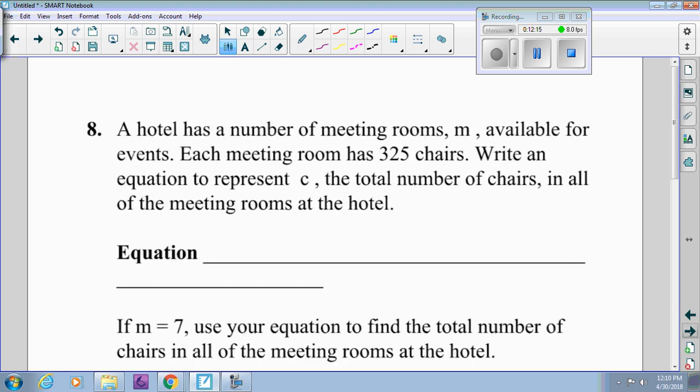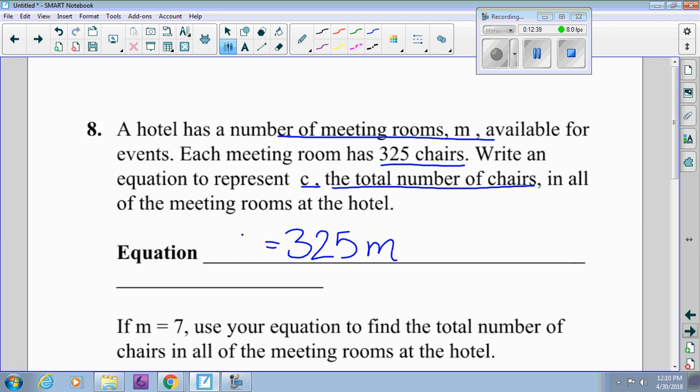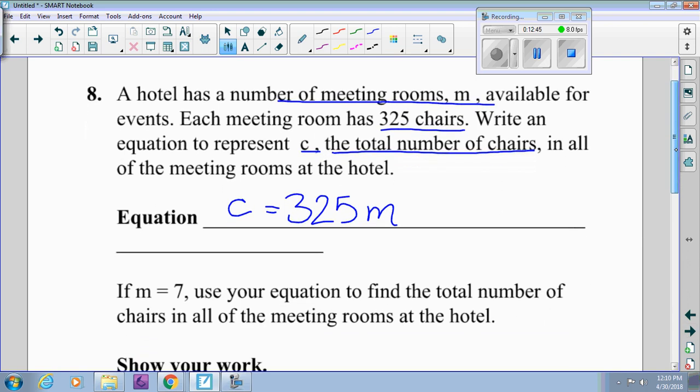The next page, a hotel has a number of meeting rooms M available for events. So you're picturing a hotel, it's got a bunch of rooms. Each room has 325 chairs. Write an equation to represent C, the total number of chairs in all of the meeting rooms. So we don't know how many meeting rooms, but we know each one has 325. So what you want to do is take 325 times the number of rooms, and that's going to give you the number of chairs. So you have to recognize that you would multiply and then just write it algebraically.